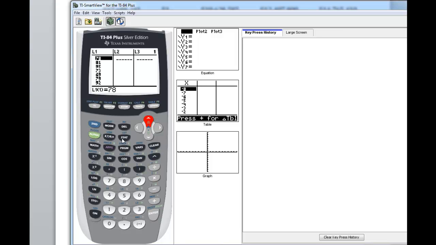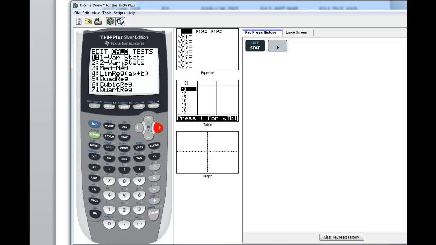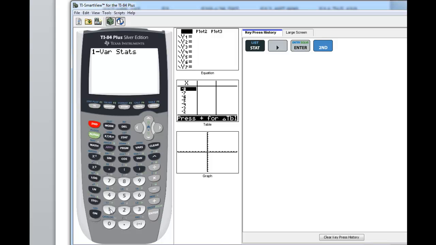And then we're going to go over to calc. And we're going to do one variable stats, which is number 1. And we tell it where the data is. The default is list 1, which is where I put my data. But if I wanted to say it anyway, notice here on keys 1 through 6, in blue it says L1, L2, L3. So that's how I can tell it which list my data is in. So I'm going to say second L1 and then enter.